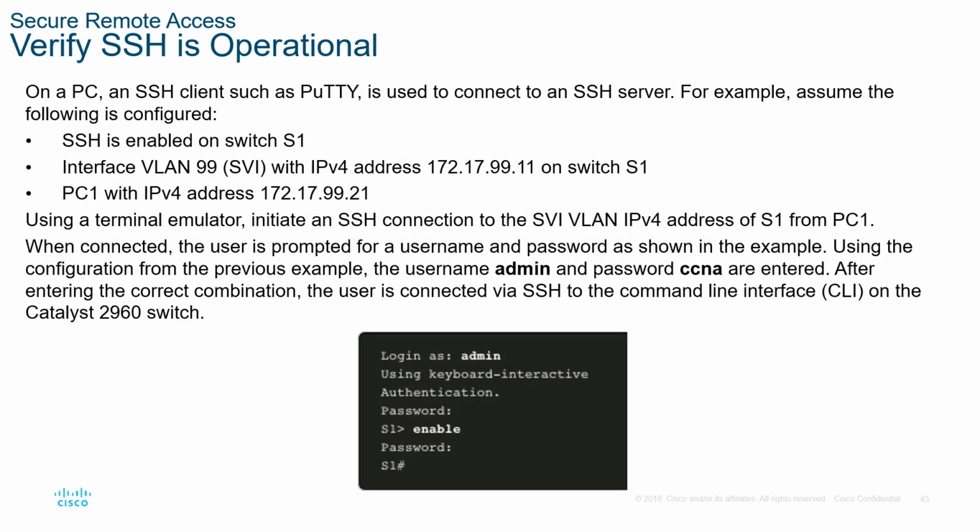How do we verify SSH is turned on? On a client machine, use a terminal emulator like PuTTY, and you'll do SSH. You'll SSH to the IP address of the device. When you actually do SSH, IP address of the device, hit enter, it should prompt you for a login. If it does prompt you for a login, you know the device is accepting SSH commands. Again, we have a lab that will let us check this.